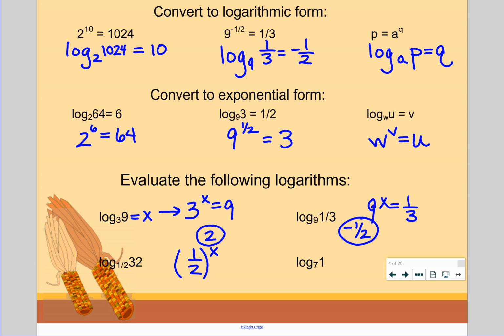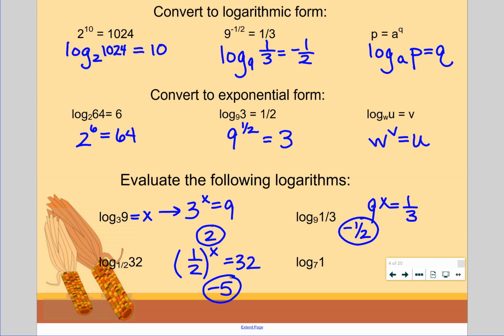Okay, let's try the next one. 1/2 to what power gives me 32? Again, might be easier to think about it as a 2 first. 2 to what power will give you 32? Not 6, close. 5. 2 to the 5th power gives me 32, but it's not a 2, it's a 1/2. So what do you think I need to adjust? Make it negative 5. Negative exponents will give me a reciprocal. Are we just supposed to know that? Yes. You're supposed to know powers of 2.